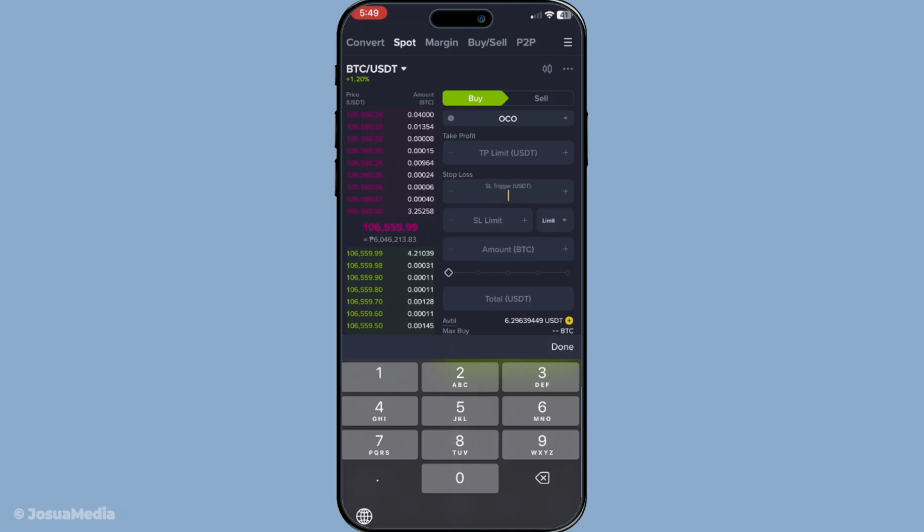Moving on, you'll need to specify the quantity of cryptocurrency you intend to trade. Ensure that this quantity corresponds well with your financial strategies and risk tolerance, balancing potential returns and acceptable risks.